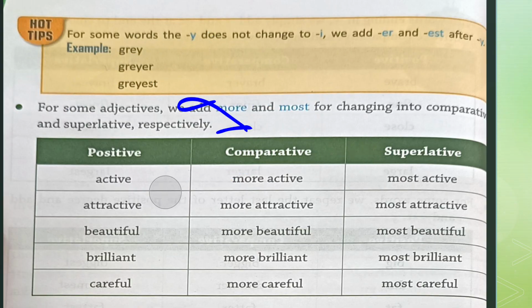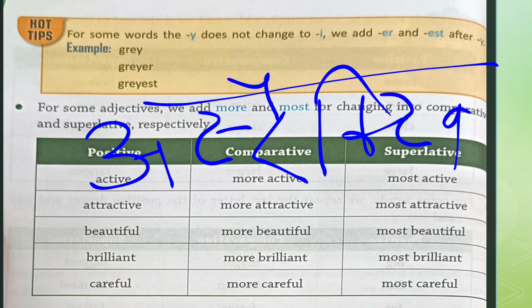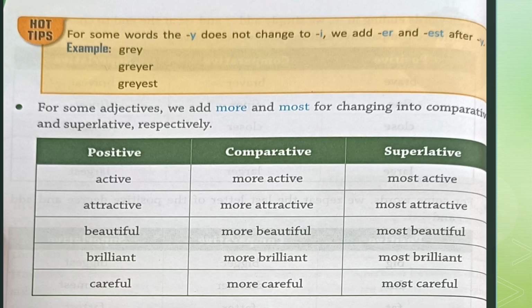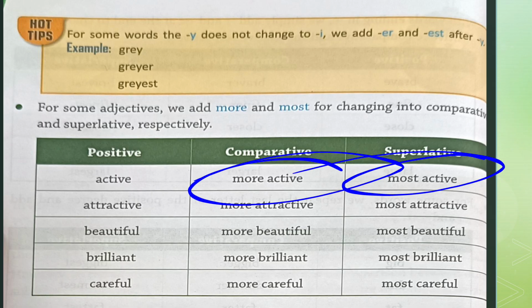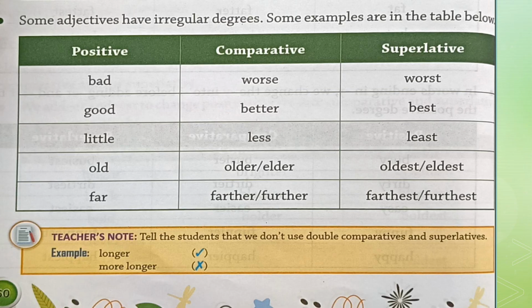And look at this, attractive. Let me write here, attractive, more than two syllables here. So if the word has more than two syllables, we simply use more or most before that word, like active, more active, most active, attractive, more attractive, most attractive, beautiful, more beautiful, most beautiful, careful, more careful, and most careful.